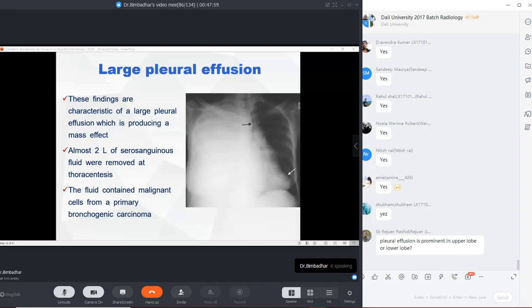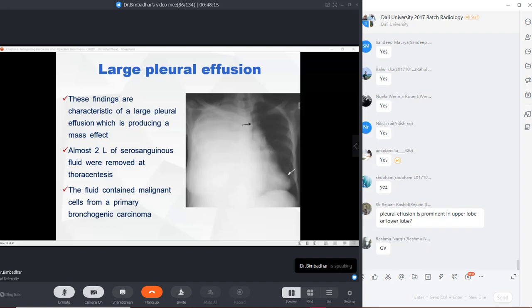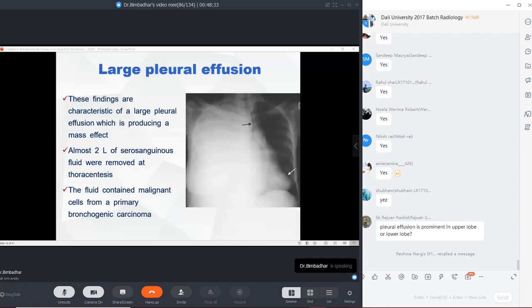Is pleural effusion prominent in the upper lobe or the lower lobe? Fluid, remember, don't ever forget this logic: fluid is always present down in the lower parts of the lungs, because there is a gravitational force working on it, and fluid settles down in the lower parts of the lungs. You cannot technically say otherwise, unless the fluid is increasing slowly and slowly, the same way the level of water increases while you fill up your bottle. That's the same way it happens, either in the lower lobe or upper lobes.